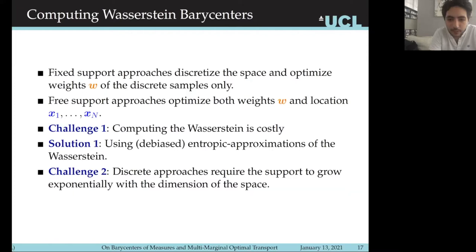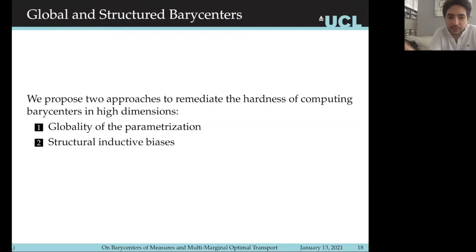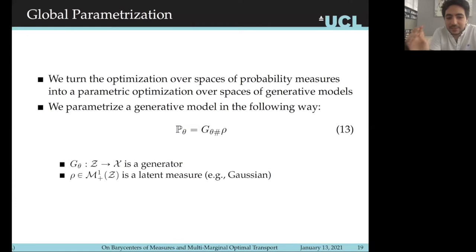All right. So in the first paper I'm going to discuss, we propose a solution to that, which is based on two components, global parameterizations and structural inductive biases. So I'll explain what I mean by that. Basically, instead of optimizing over spaces of probability measures, which is typically very hard, we turn the optimization into a parametric optimization over spaces of generative models.